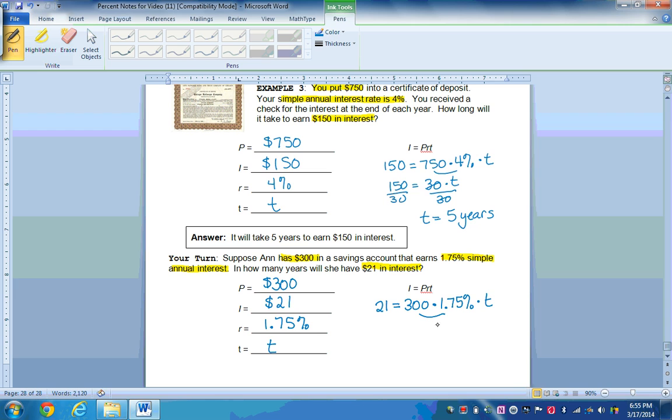Go ahead and multiply these two together and we get 21 is equal to 300 times 1.75% is 5.25 times our time, divide by 5.25, divide by 5.25, and my time ends up equaling, when you do 21 divided by 5.25, you should have gotten 4 years. Again, don't forget to label that.